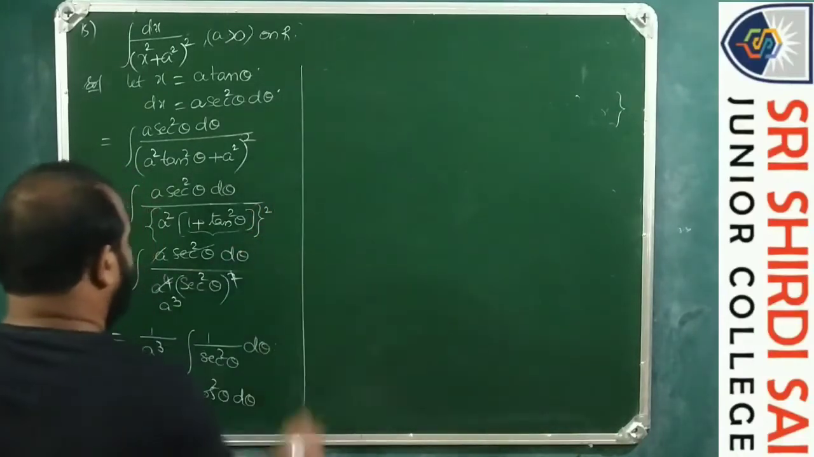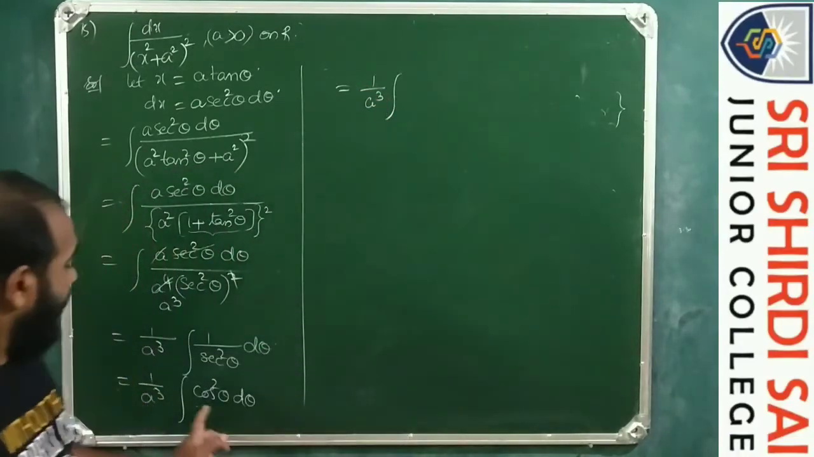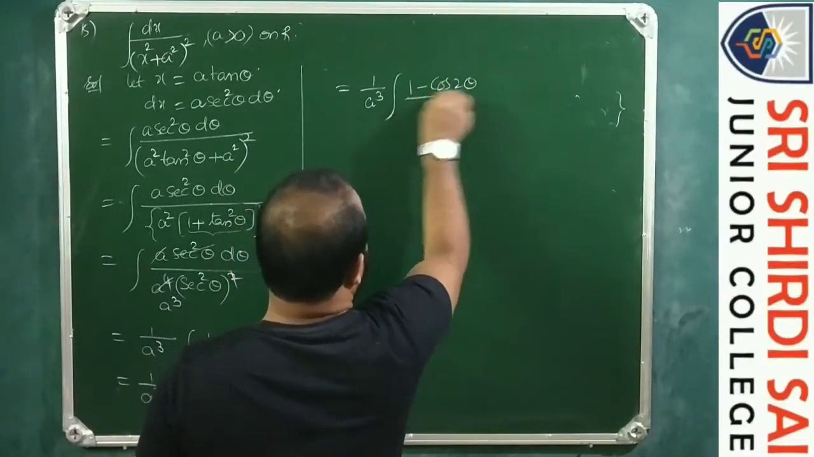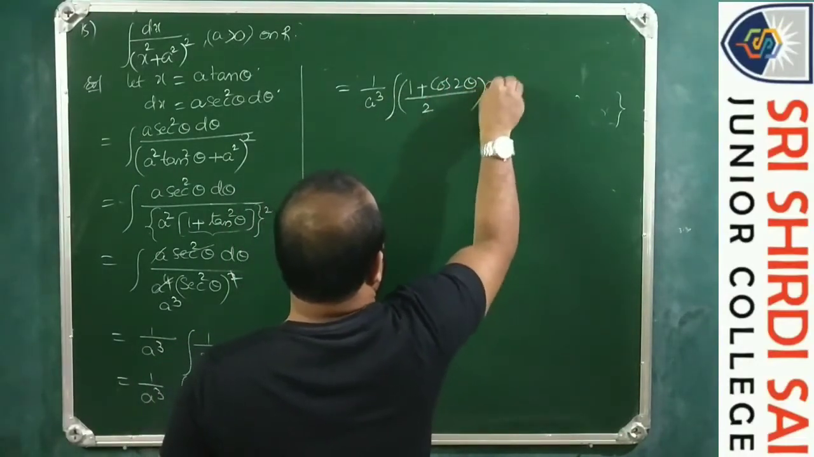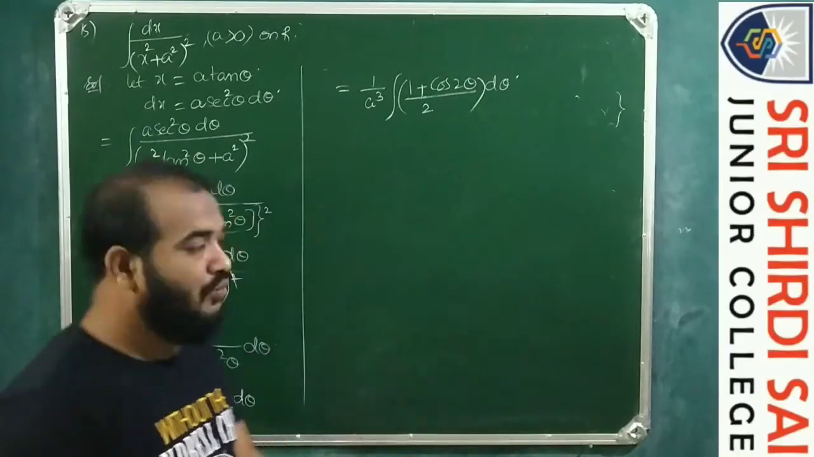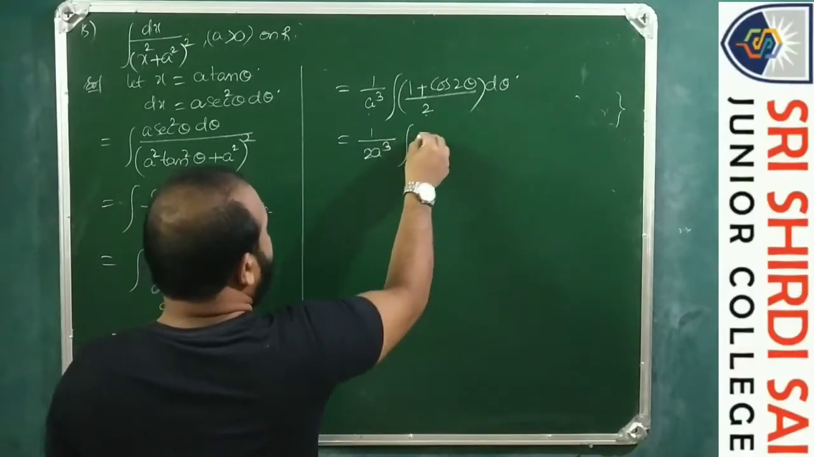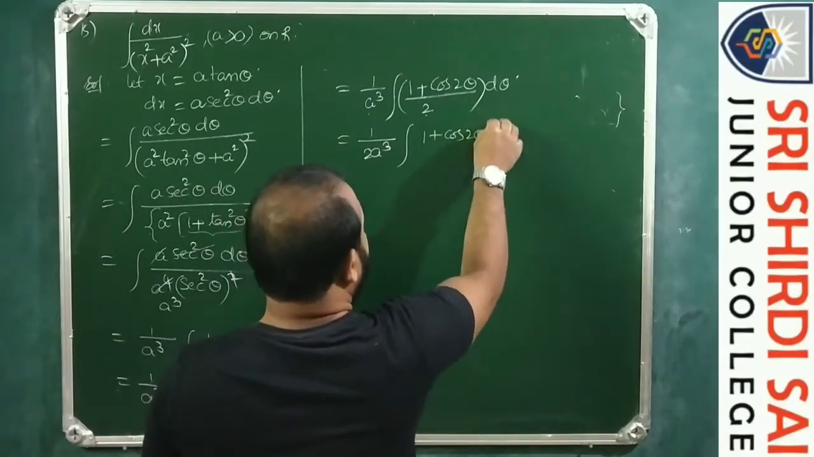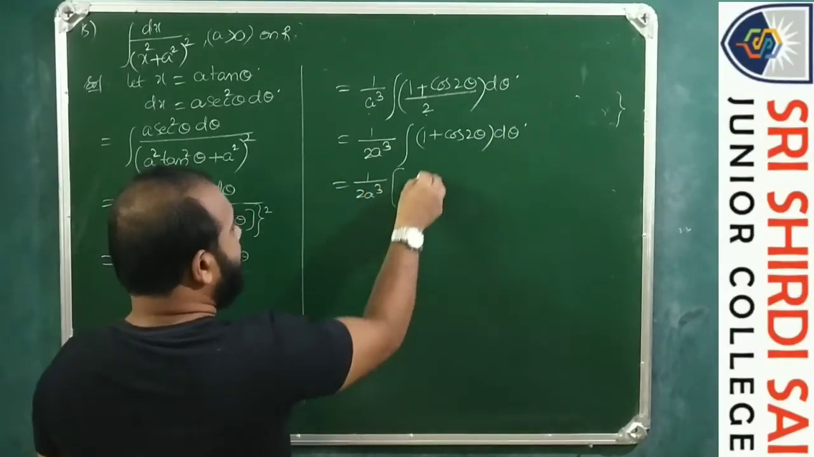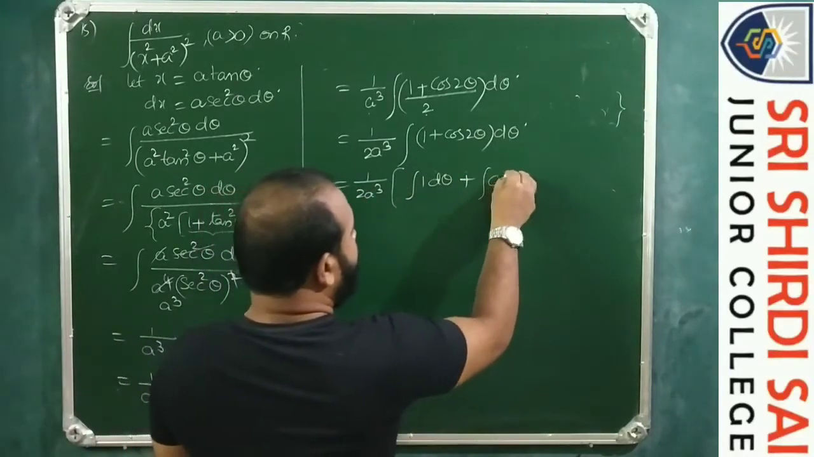This is equal to 1 by a cube integral cos square theta d theta, which is 1 plus cos 2 theta by 2 d theta. Sin square theta is 1 minus cos 2 theta by 2. So this is 1 by 2a cube integral 1 plus cos 2 theta d theta. 1 by 2a cube, this is integral 1 d theta plus integral cos 2 theta d theta.